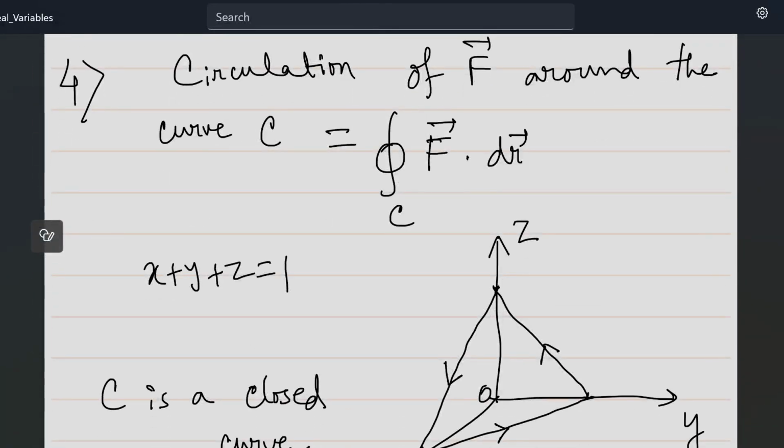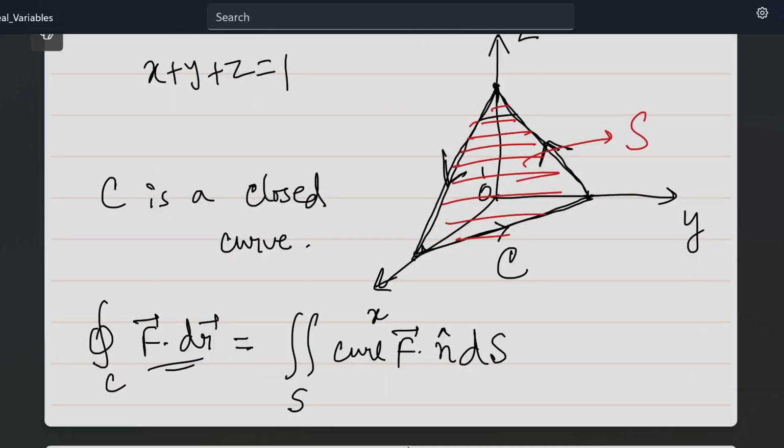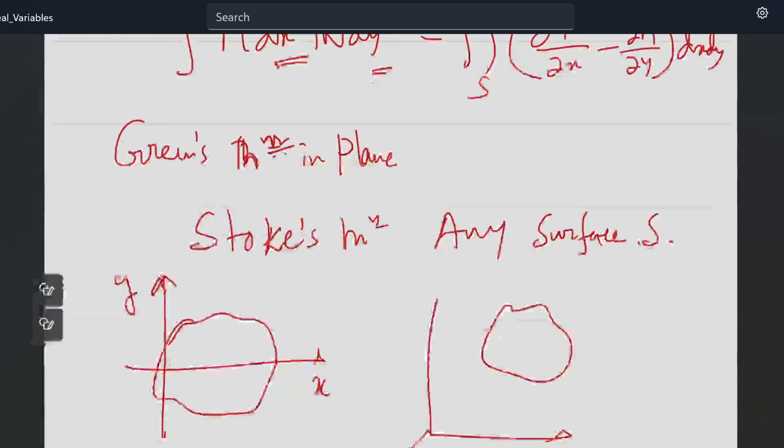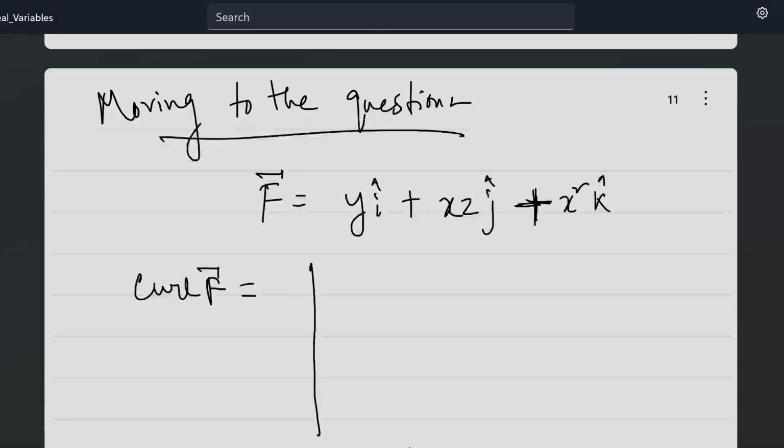Why am I writing curl F? Why am I not directly solving this thing? Because if you want to solve it now, you have to solve for this line plus this line plus this line. It is 3 lines, then you have to take the summation. But if you solve directly over the surface, this is the surface, this surface viewed from above. This is S. So directly I am solving over the surface, not through this curve C. That's why I'm writing it in the Stokes theorem form. So tell me what is this curl?